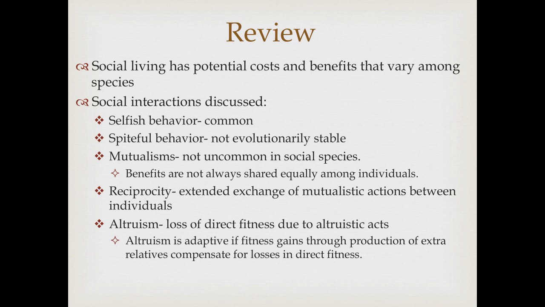But one of the ones that may be the most difficult to understand is altruism. How you can lose direct fitness, you lose your own reproduction due to altruistic acts. That can be adaptive if the fitness gains through the production of extra relatives compensates for that loss in direct fitness or direct reproductive success. So if close relatives that you're helping, if you can significantly increase their reproductive success, well, that also helps your reproductive success indirectly, because close relatives share a large fraction of the same genes.